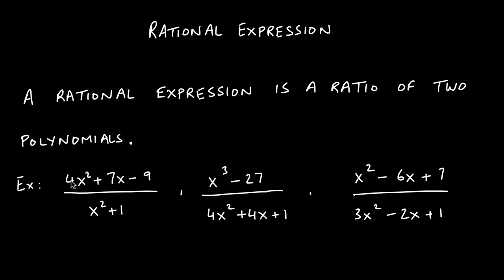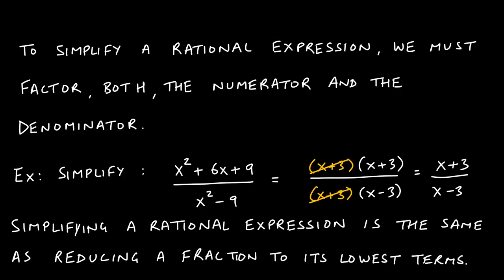So these are examples of expressions that we've dealt with in the past individually. So you might have seen just 4x squared plus 7x minus 9. You might have also just seen x squared plus 1 by itself. But when we write them as a ratio or as a fraction, we call them rational expressions. So there's a couple of things we can do. In this section, we'll talk about how to multiply and divide them. In the next section, we'll talk about how to add and subtract them.